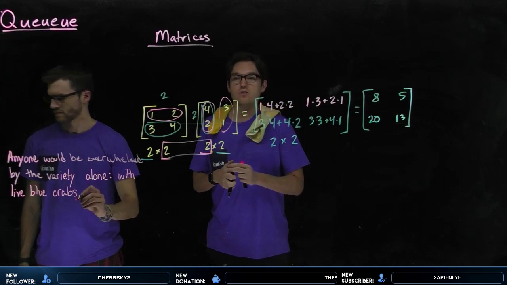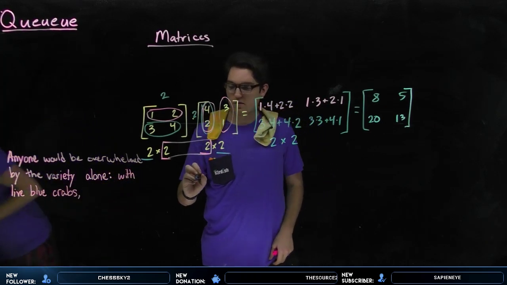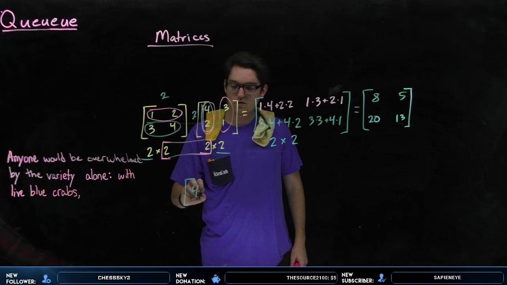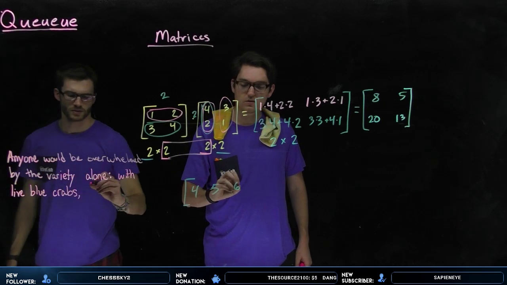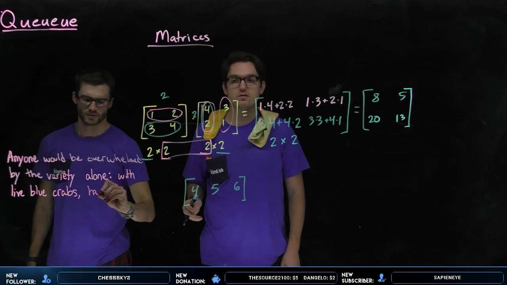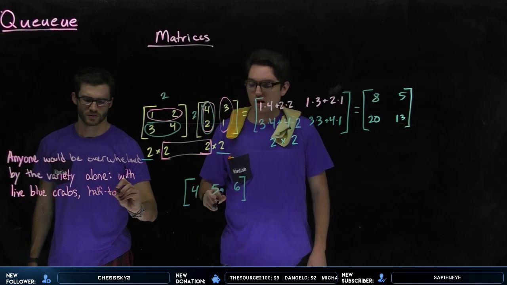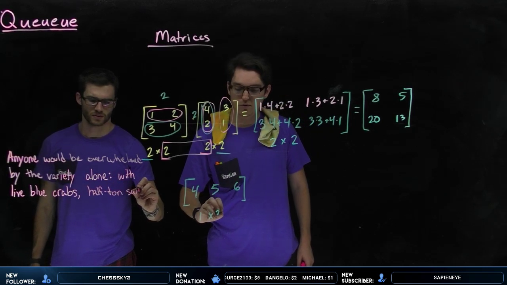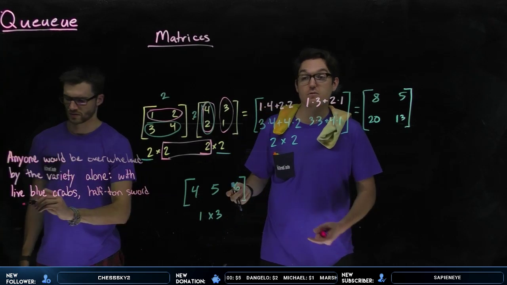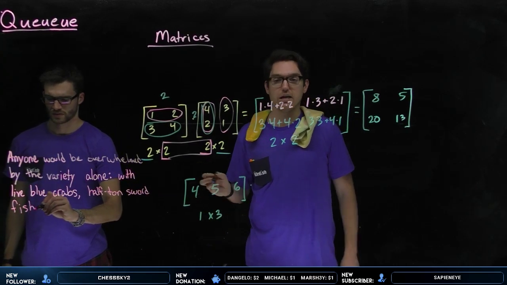Let's make it a little bit different. We're going to do, here, 4, 5, 6. Dimensions of this. We have 1 row by 3 columns. 1 by 3. Naturally, I have to have something with 3 rows to be able to multiply this by, or else I can't do it.